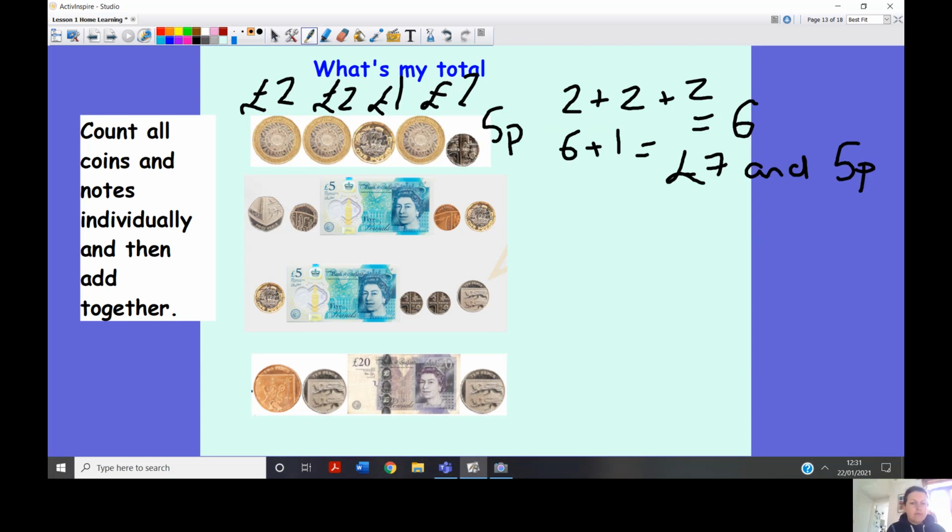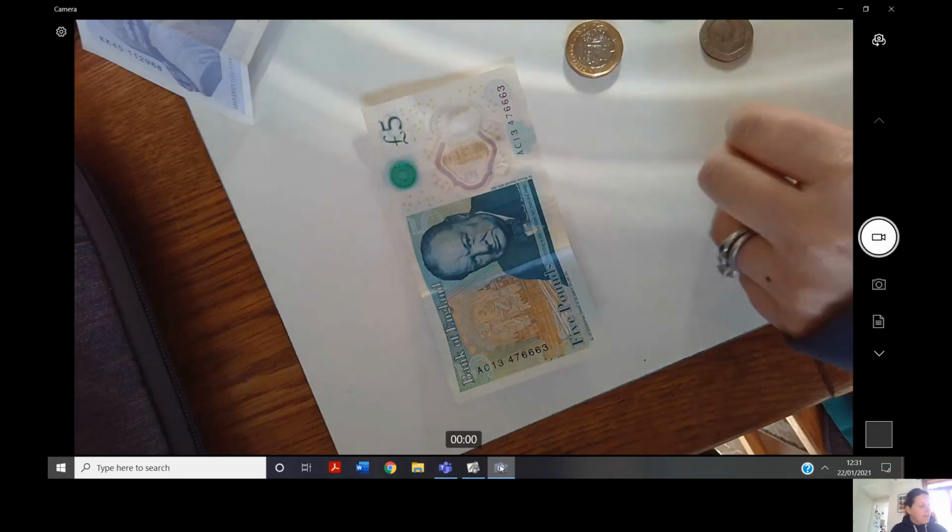Then I can show you this one actually on my visualizer because I have all the correct change for it. Here I have £5. What do I have here? I have £1. What do I have here? 1p. This is a 50p. And this is a 20p.